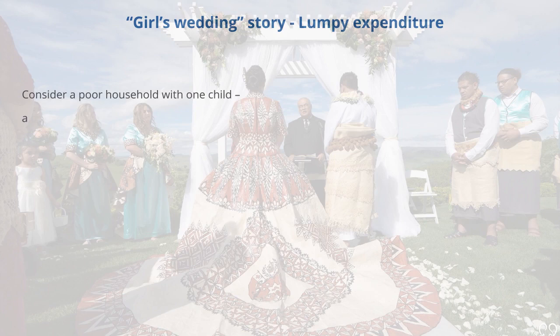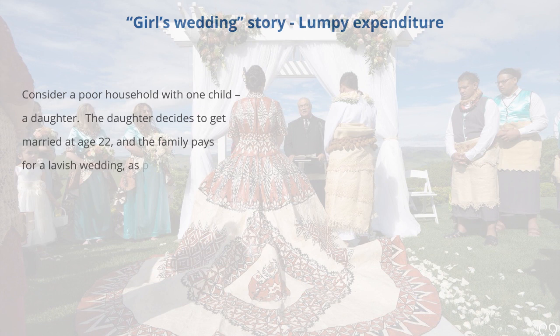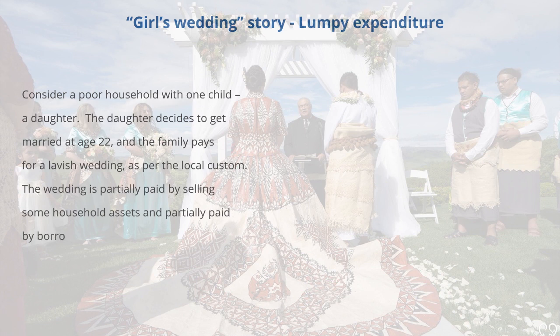Talking about lumpy expenditure, consider the example we have on the slide. A poor household has one child, a daughter. The daughter decides to marry at age 22, and the family pays for a lavish wedding as per the local custom. The wedding is partially paid by selling some household assets and partially paid by borrowing.